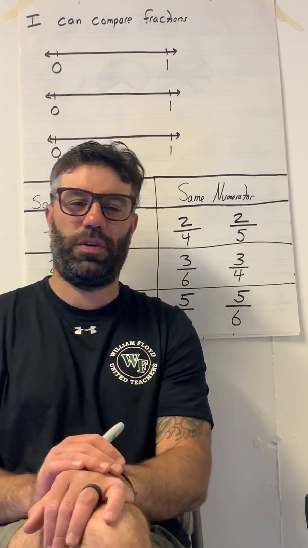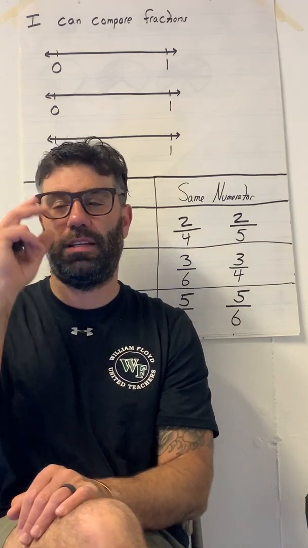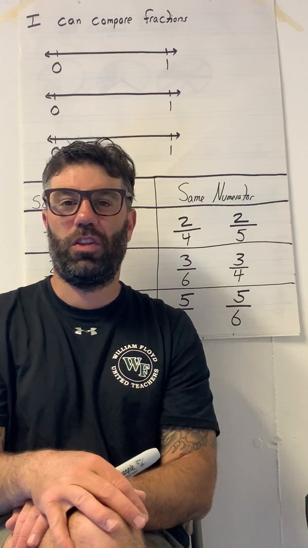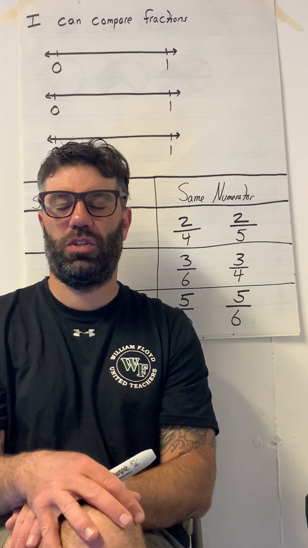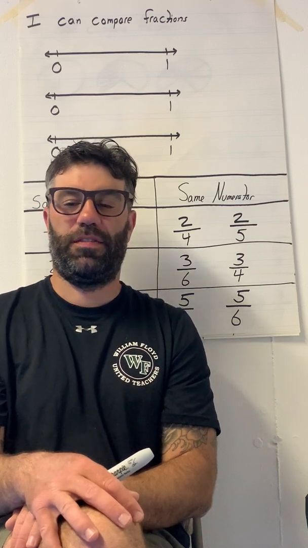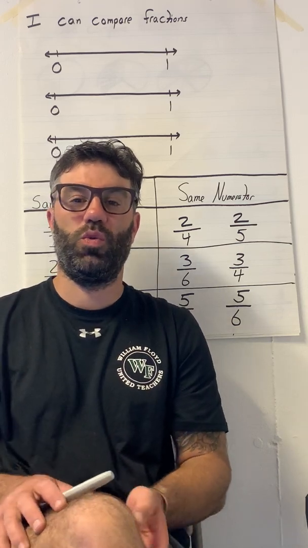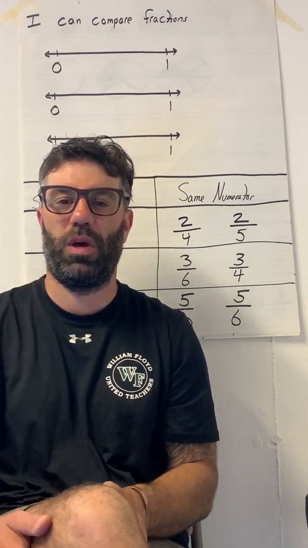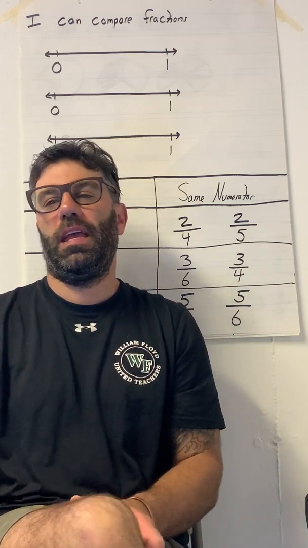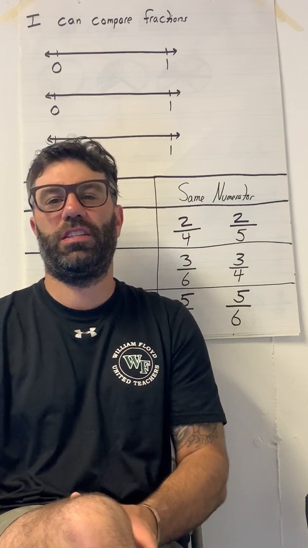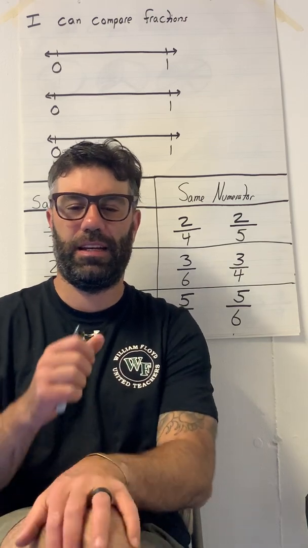Fives: 5, 10, 15, 20, 25, 30, 35, 40, 45, 50, 55, 60. Sixes: 6, 12, 18, 24, 30, 36, 42, 48, 54, 60, 66, 72. Sevens, ready. 7, 14, 21, 28, 35, 42, 49, 56, 63. Now I know them as well as 70, 77, 84. Eights: 8, 16, 24, 32, 40, 48, 56, 64, 72, 80, 88, 96.